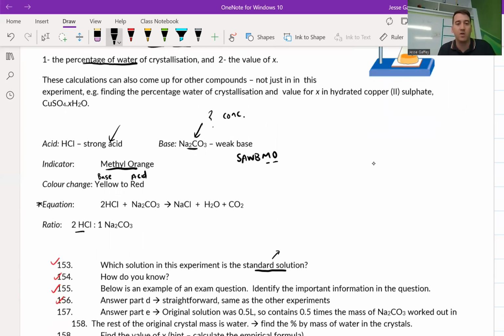So which is your standard solution? It's the HCl. Well done if you said that. And how do you know? Well, it's always the one whose concentration is known. That's what standard solution means. It means you know the concentration.